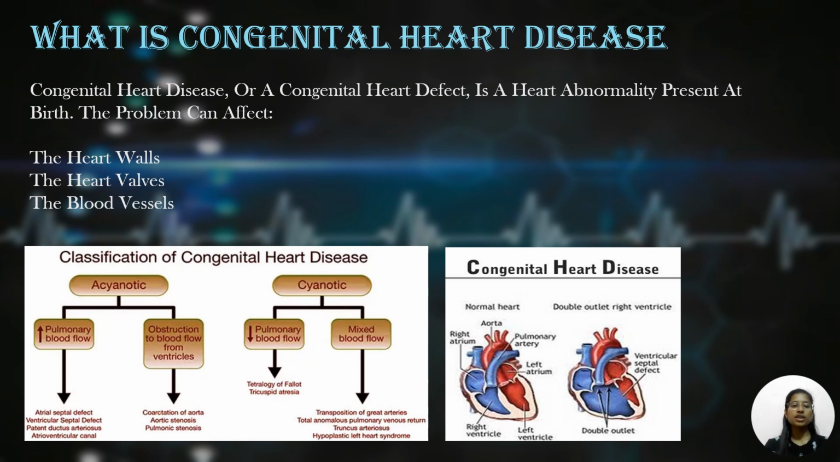The classification of congenital heart defects is done as acyanotic and cyanotic. In both types the heart isn't pumping blood as efficiently as it should. The main difference is that cyanotic congenital heart disease causes low levels of oxygen in the blood and acyanotic congenital heart disease doesn't. Babies with reduced oxygen levels may experience breathlessness and a bluish tint to their skin.